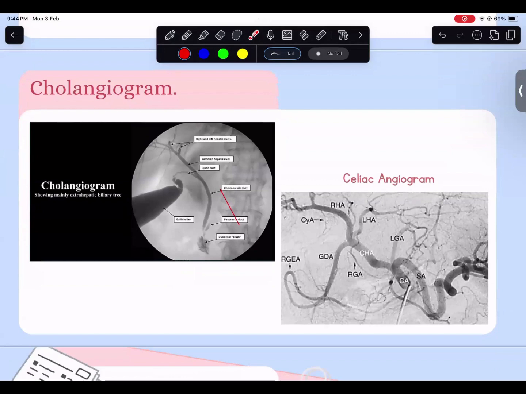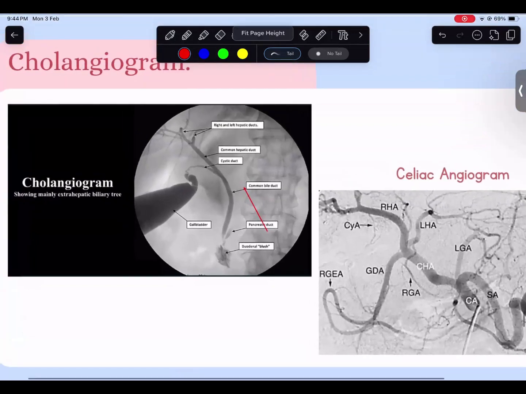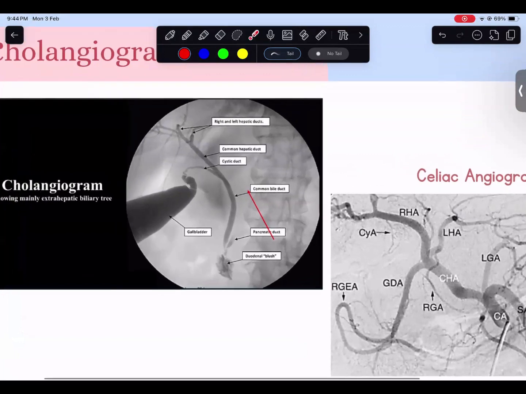A cholangiogram shows different parts of the organ. We talked about the gallbladder. Whatever comes out of the gallbladder has to be the cystic duct. So this is coming out of the gallbladder; this is the cystic duct. It's joining the common hepatic duct to make the common bile duct. The common hepatic duct is formed by the right and the left hepatic ducts. The common bile duct goes down, forms a pancreatic duct here, and then there's the duodenal blush.